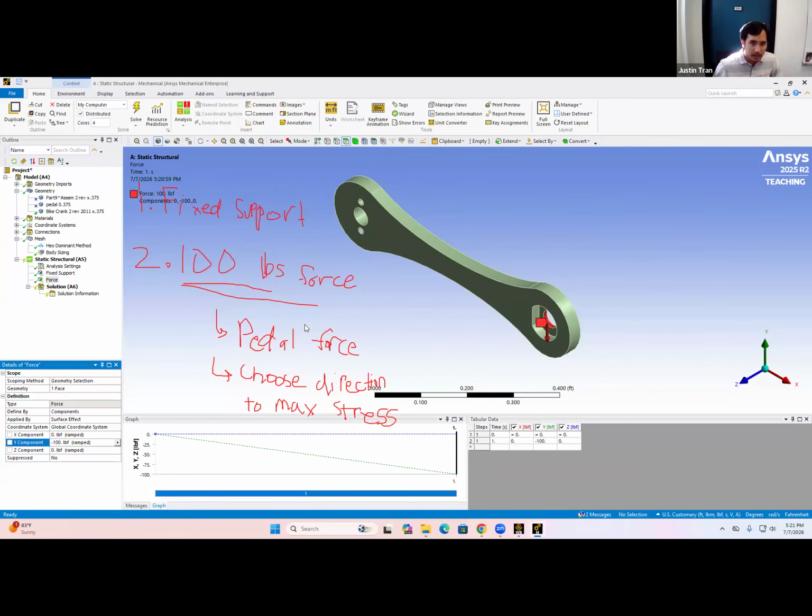Now, the reason I'm putting the force in the y direction is that by doing so, we're going to induce a bending stress onto our bike crank.